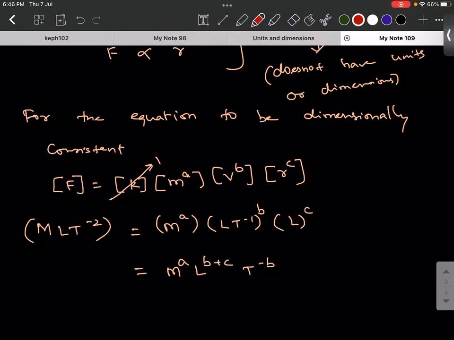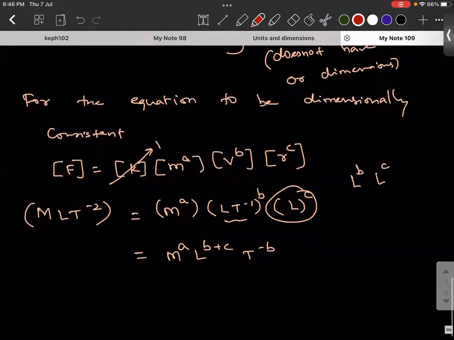See what I did is, if the base is same, powers can be added. So what did you have here? From here you have L power b, and from here you have L power c. L power b into L power c is L power b plus c, right? So this is MLT minus 2.